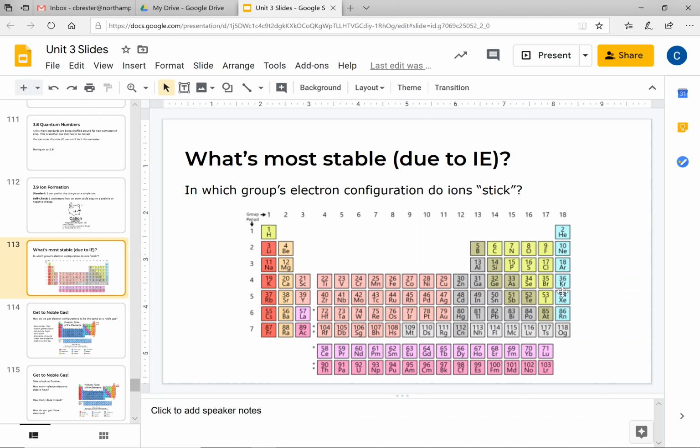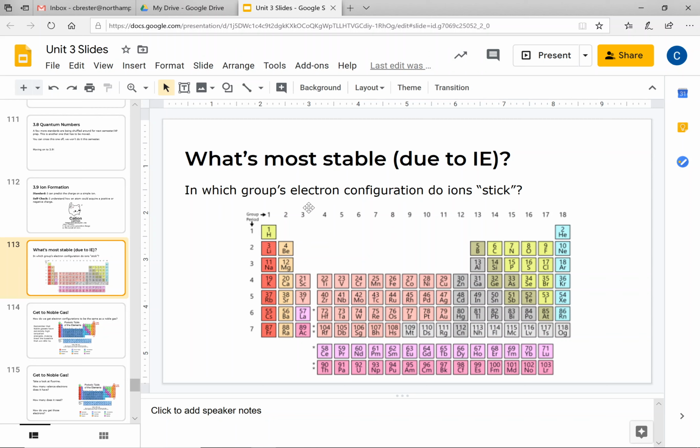This group, because this shell is complete, energetically speaking, it is favorable to have a complete shell. So it takes a lot of energy to disrupt that complete shell. So the ionization energy of noble gases here, this group, 18, is very high. So it makes them stable because they are not charged, as the rest of our elements will be charged normally. They'll turn into ions.